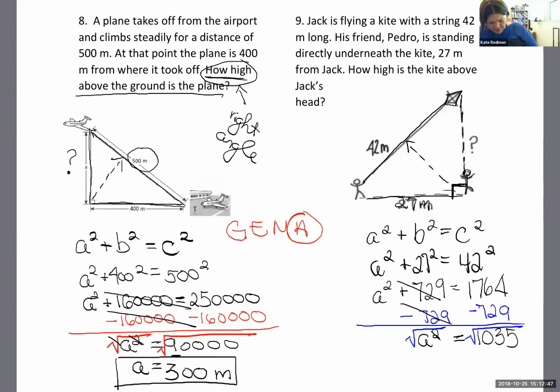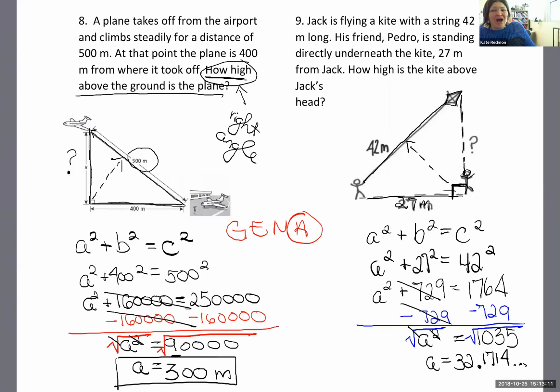On this side, square and square root cancel, leaving me with a. And on that side, your calculator can handle it. The square root of 1035 is 32 point yada, yada, yada. Lots of stuff. Now, if you notice on this particular problem, I have no rounding directions.